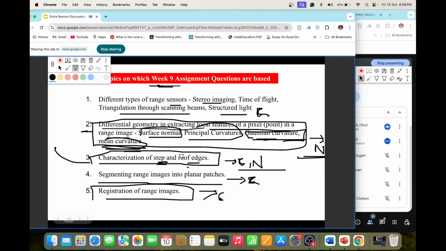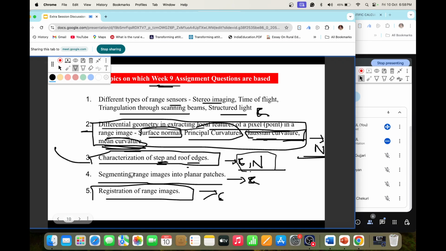And then different types of edges are there, one is step edges and another one is roof edges. These two are very important for both conceptual as well as numerical point of view. So go through it, how to calculate the step and roof edges, as well as what are the concepts related to it. So this is also important.